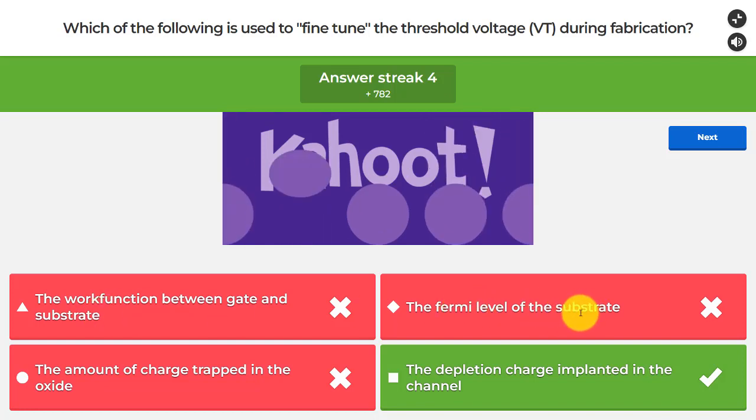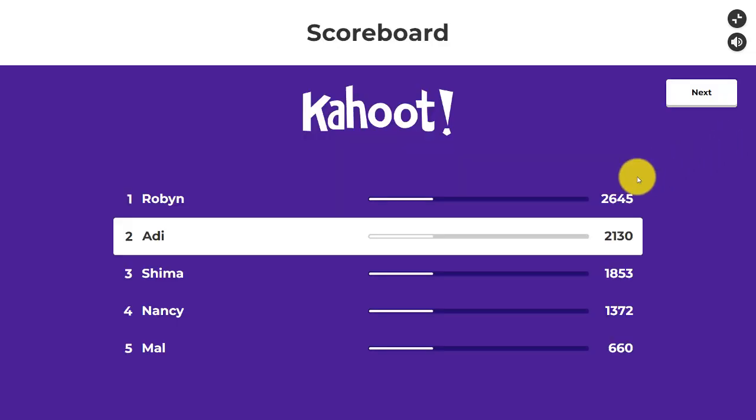The Fermi level of the substrate, again, we have to change it to 2 phi Fermi, but it's not something that we are able to play around with in a fine-tuned type of way. And the amount of charge trapped in the oxide, that's a parasitic effect, and we want it to be as low as possible. But the depletion charge implanted in the channel is the parameter that we use to fine-tune the threshold voltage. So that was the right answer.